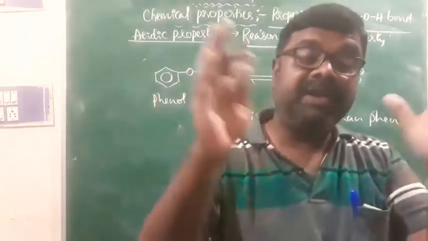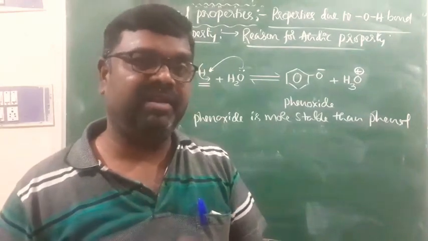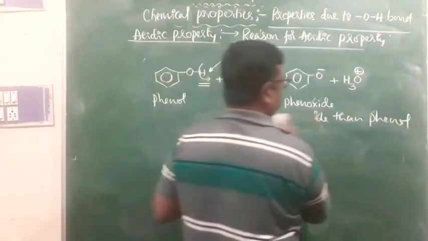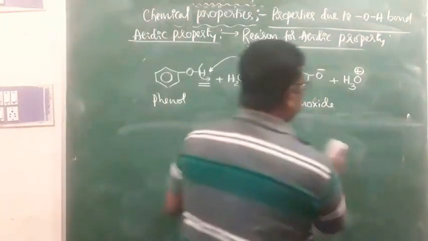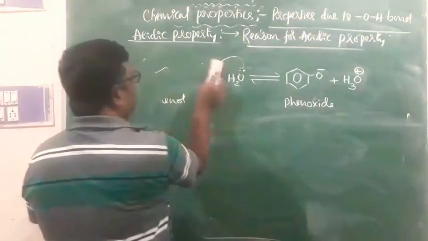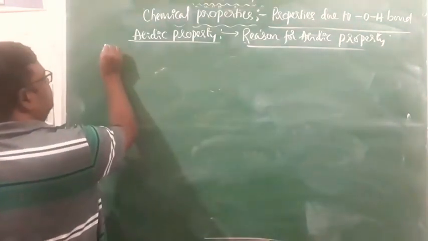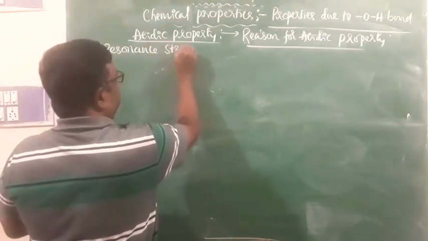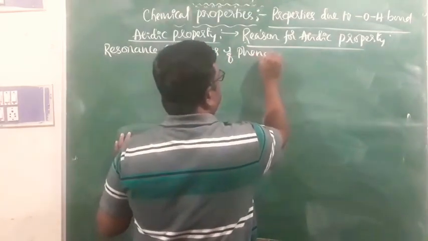Why is phenoxide more stable than phenol? That's the question. Here we have an answer for that, and I can explain it on the basis of resonance structures of phenol and phenoxide. Now we'll go for the resonance structures of phenol first.